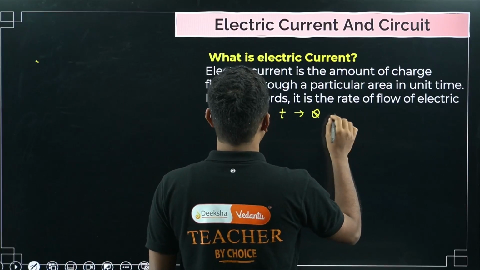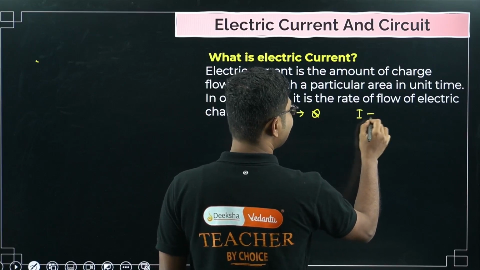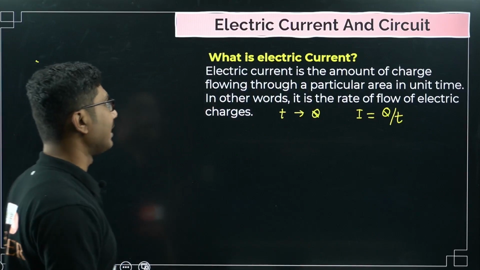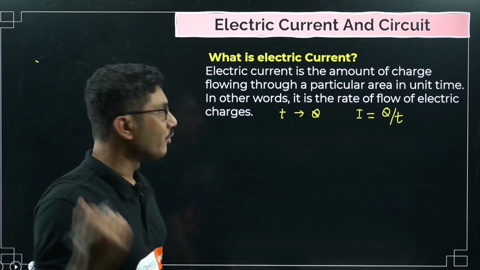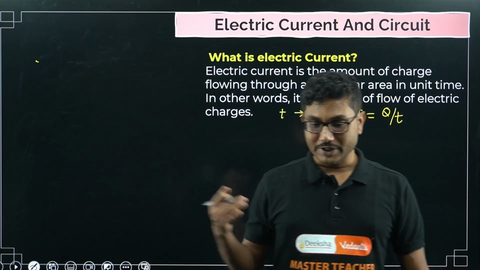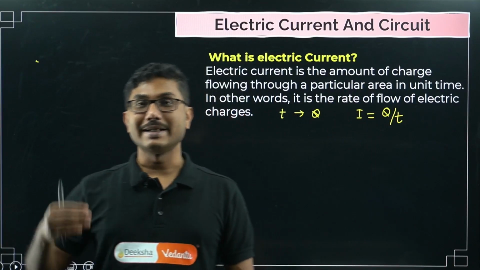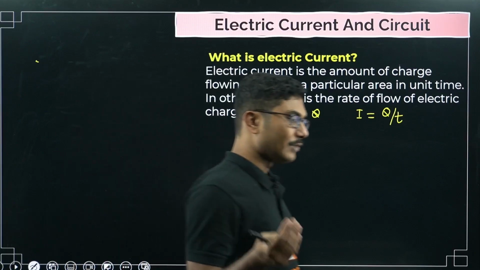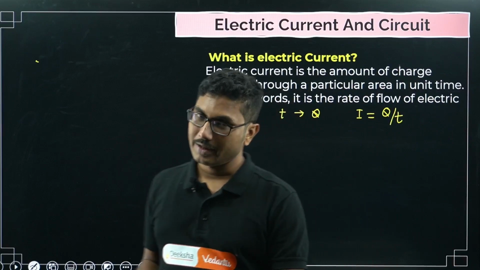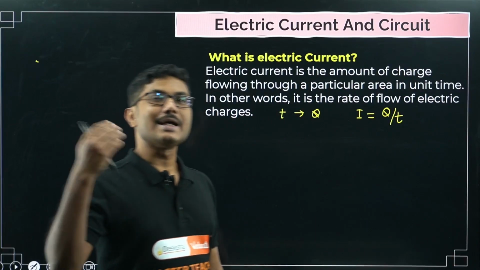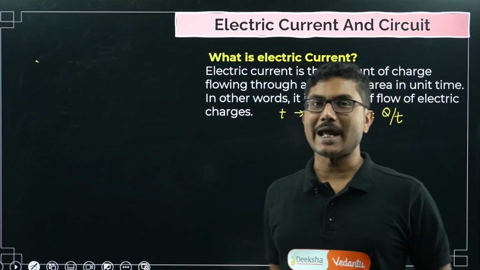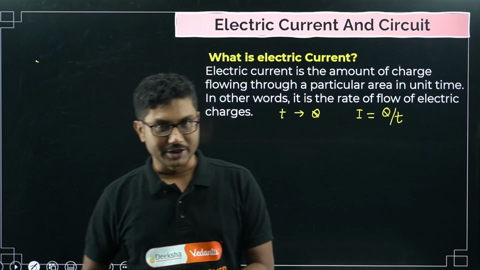So then what is electric current? Current is basically Q divided by T. This is the basic definition of electric current, the rate of flow of electric charges. Anything rate, for example velocity: velocity is the rate of change of distance, and the rate of change of velocity is acceleration. So rate of change means time rate. If you divide by time, then we call it rate of change, right?